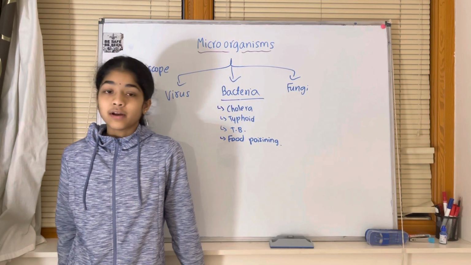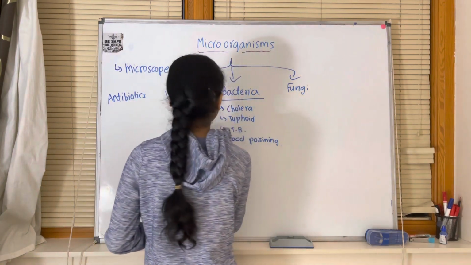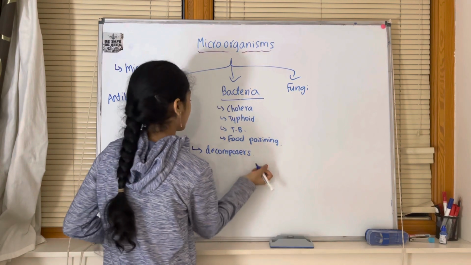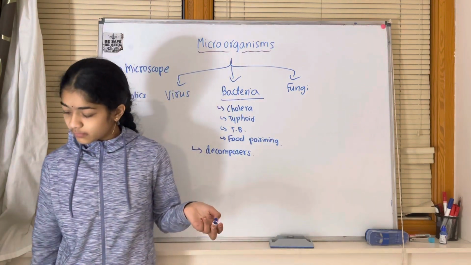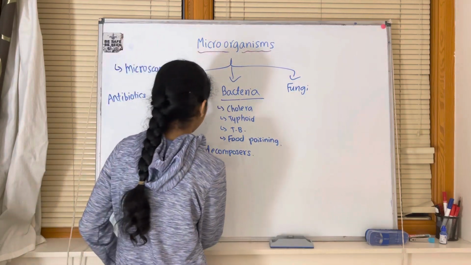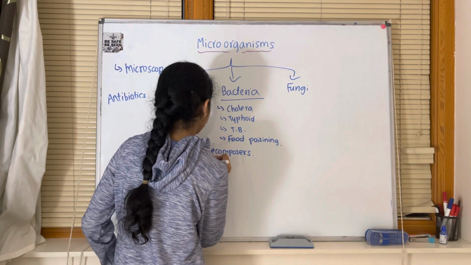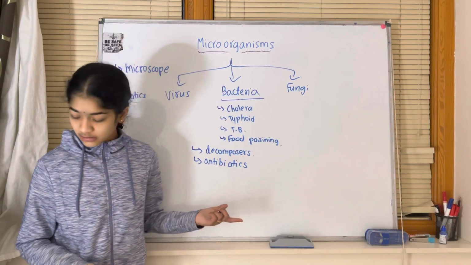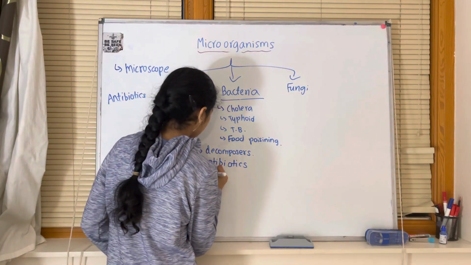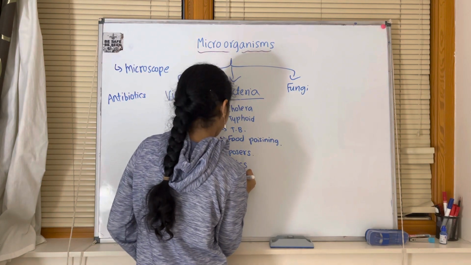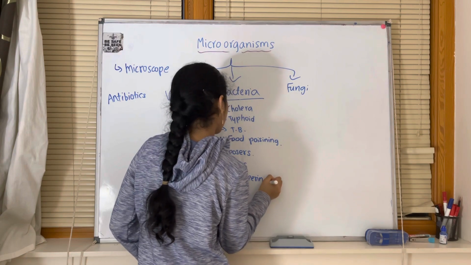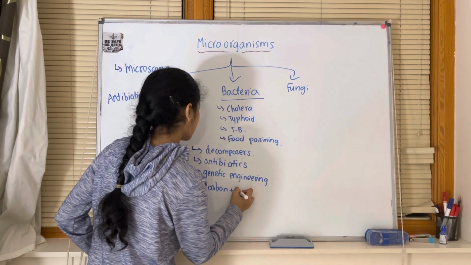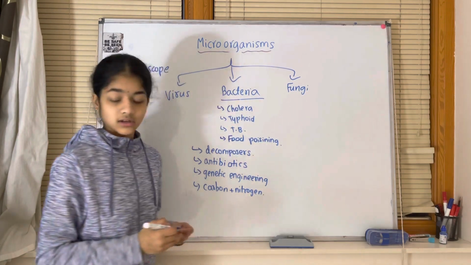When bacteria are good, they're very, very good. Uses of bacteria now. Bacteria are known as decomposers. They help dead living organisms to rot and decay, breaking down dead organic matter. Some bacteria are used in making antibiotics, they are used in the production of antibiotics, and they are used in genetic engineering. And very importantly, some bacteria are used to recycle carbon and nitrogen in the carbon cycle and nitrogen cycle.